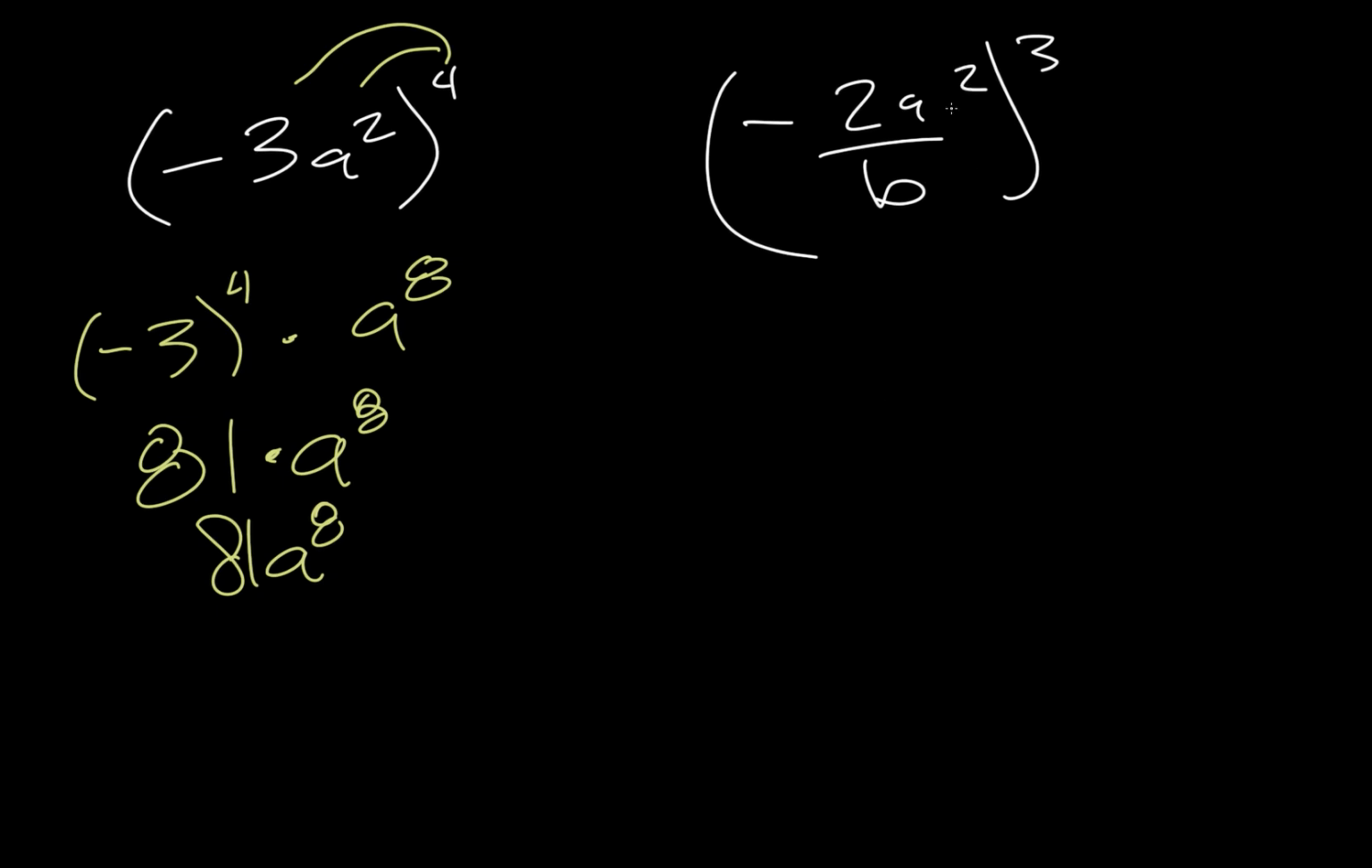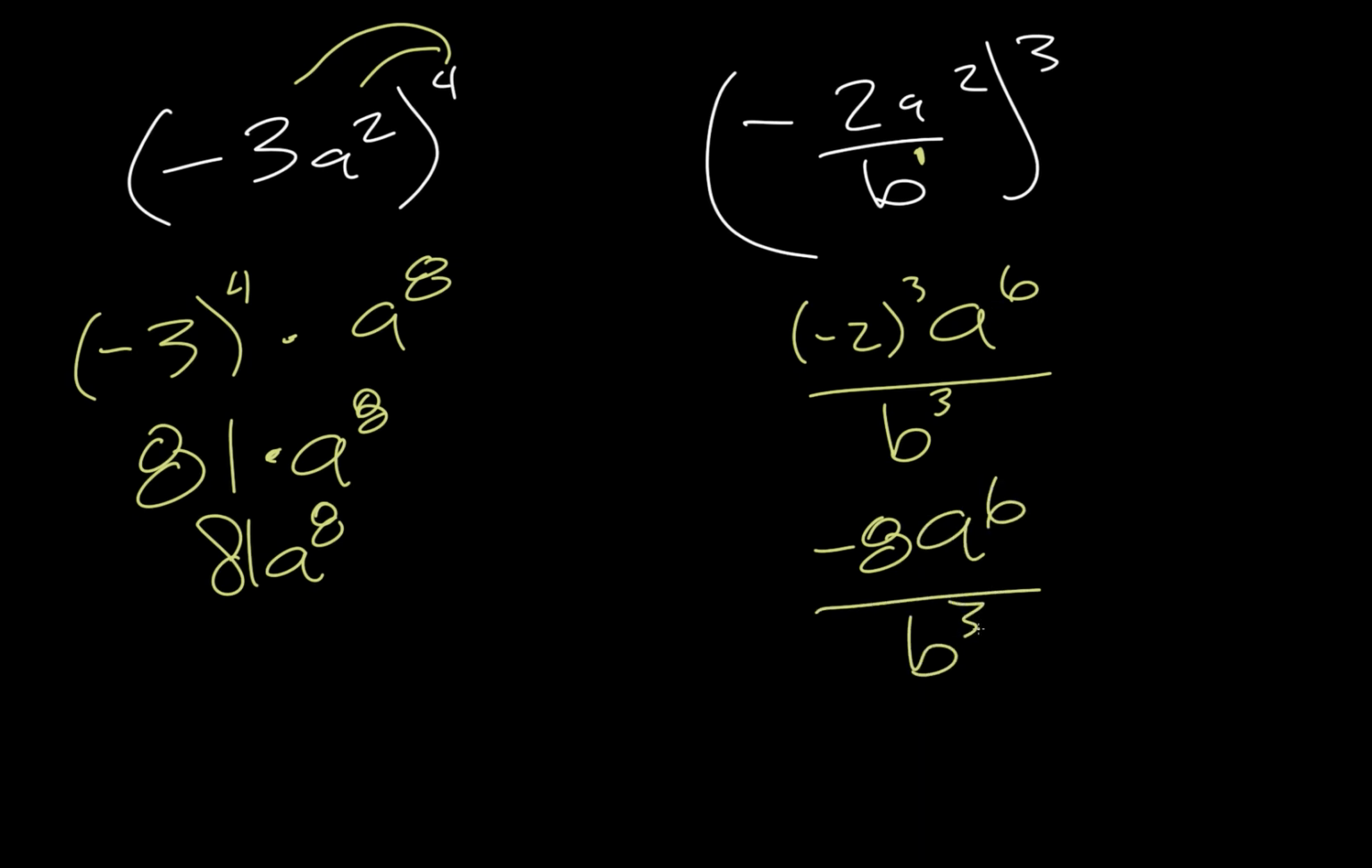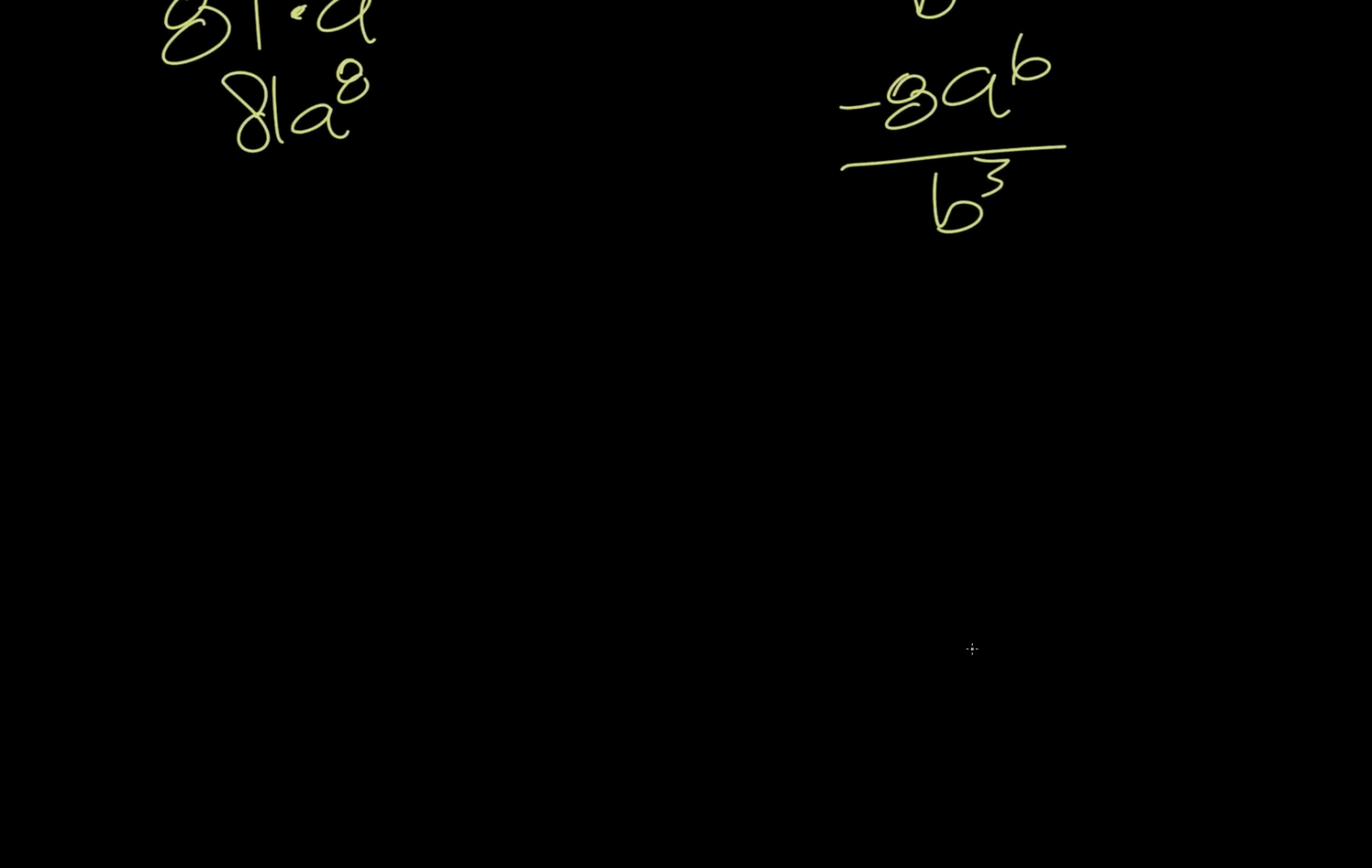Okay, this one, very similar. We distribute the 3, so we get -2 to the 3, a to the 6, b to the 3, because we think of this as having a 1, so it's 3 times 1 is 3. Now -2 times -2 times -2 is going to give us a -8, and then a to the 6, b cubed. Alright, we'll keep moving.